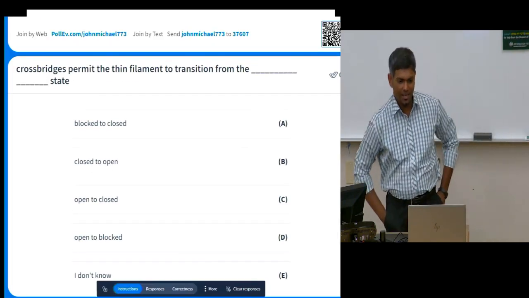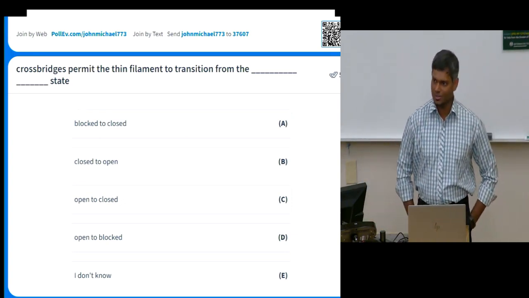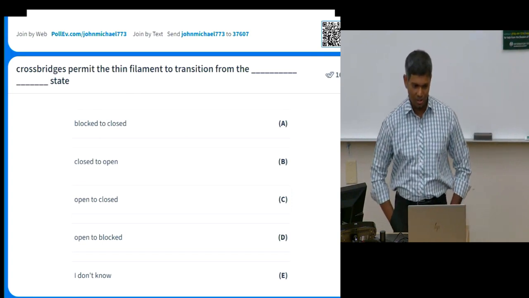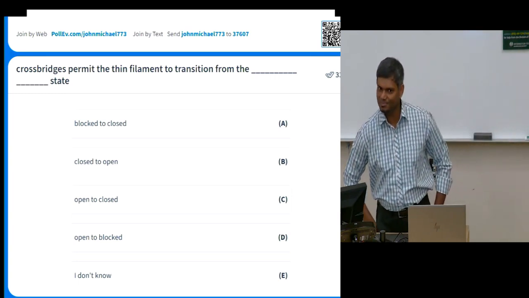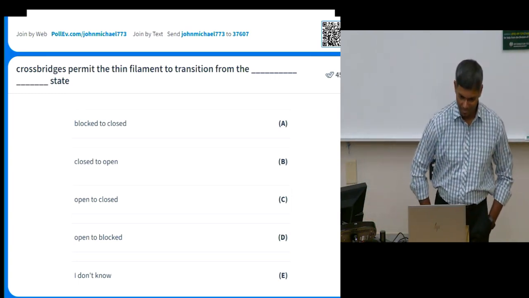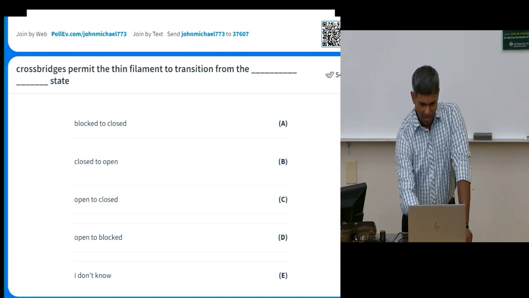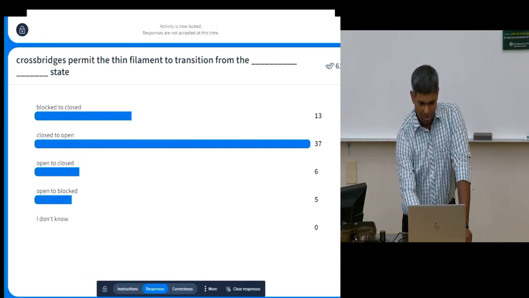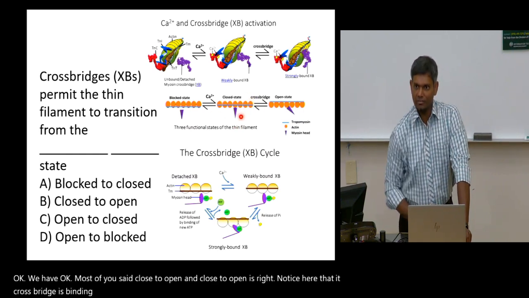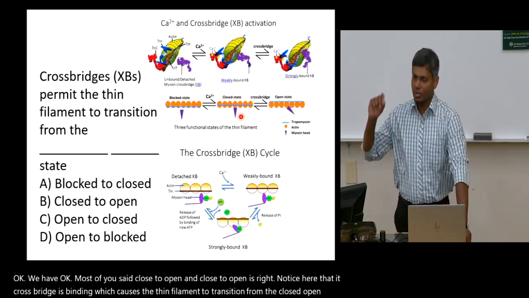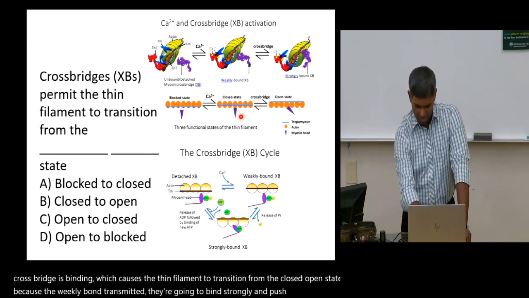Okay, cross bridges permit thin filament to transition from the blank to blank state. What do cross bridges binding result in? Is it blocked to closed, closed to open, open to closed, open to blocked? Okay, most of you said closed to open, and closed to open is right. Notice here that it's cross bridges binding which causes the thin filament to transition from the closed to open state, because the weakly bound cross bridges are going to bind strongly and push tropomyosin further along the thin filament.